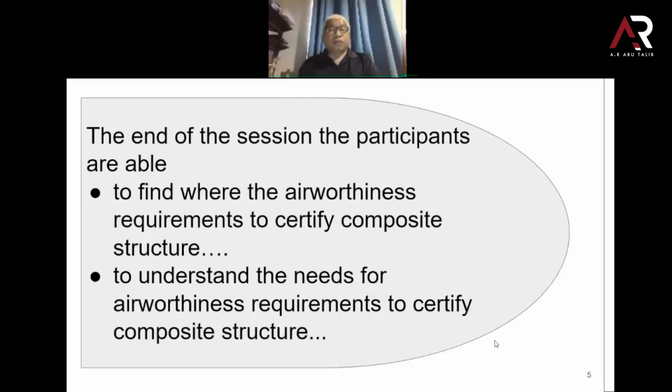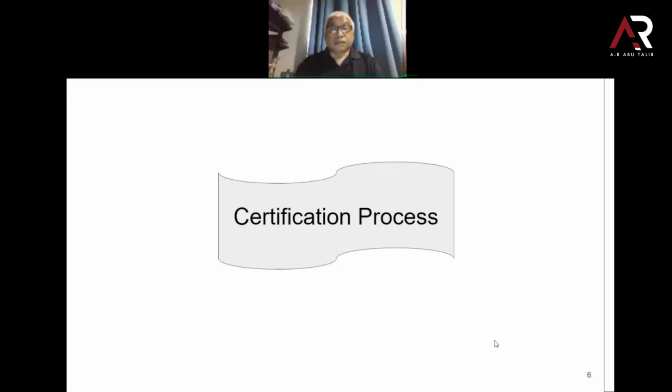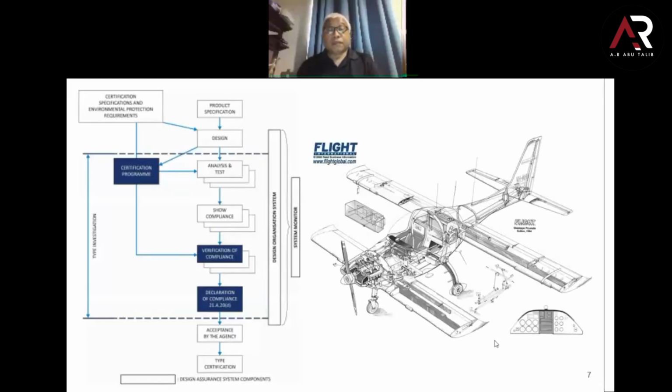And also briefly, as we go through, I will explain a bit on how we get this done based on the requirements, and how we show compliance to those requirements. Let's begin with the certification process.